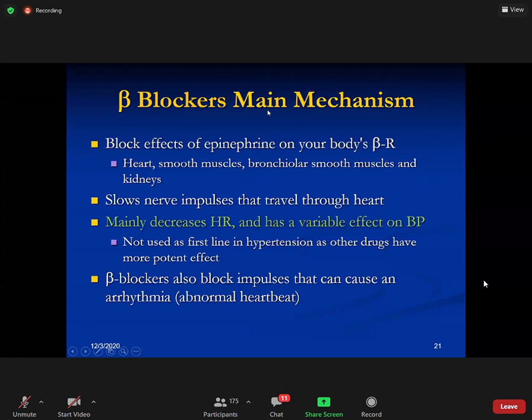Now the beta blockers' main mechanism. They block the effect of what? Of epinephrine on your body's beta receptors, which are where? The heart, smooth muscles, bronchiolar smooth muscles, and kidney. Did I say skeletal muscle? What are the blockers of skeletal muscle?